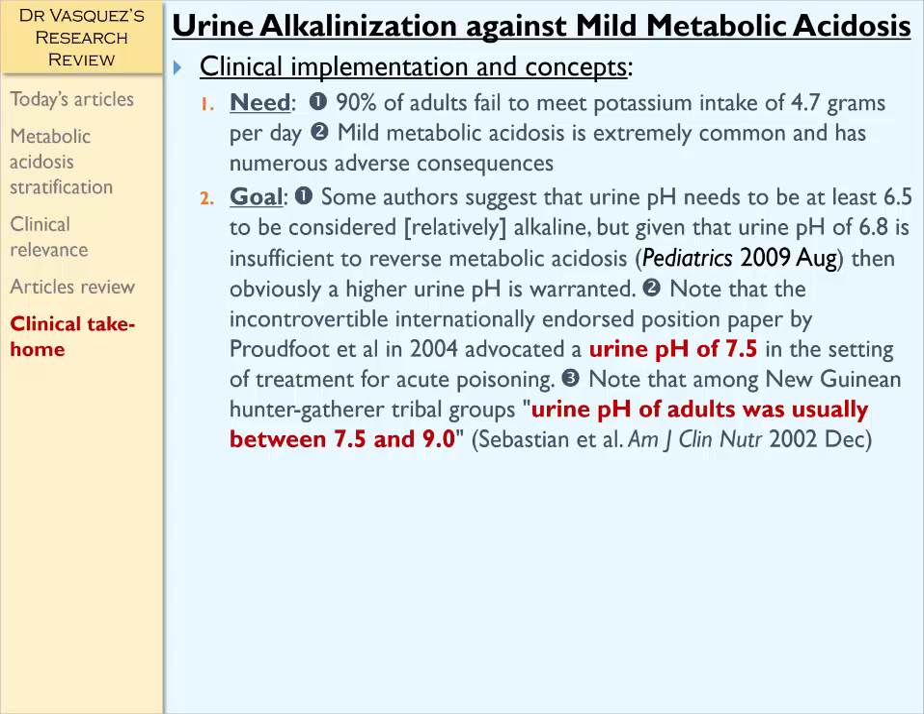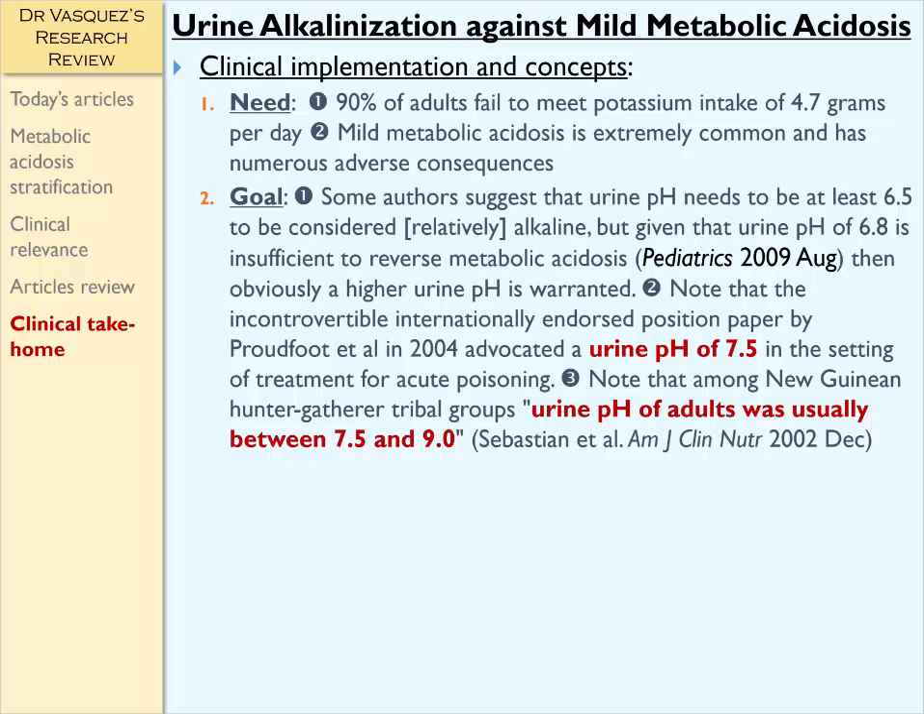However, we also see that level of alkaline urine pH reflected naturally in the environment, especially in this study published in the American Journal of Clinical Nutrition 2002. They noted that among hunter-gatherer tribal groups, urine pH was typically between 7.5 and 9. So that's simply due to a hunter-gatherer diet and along with plenty of exercise, because of course, when people exercise, they hyperventilate. When they hyperventilate, they blow off carbon dioxide. That reduces their carbonic acid levels and makes them more alkaline. So it's the combination of a plant-based diet with exercise that helps people maintain a natural state of urinary alkalinization.